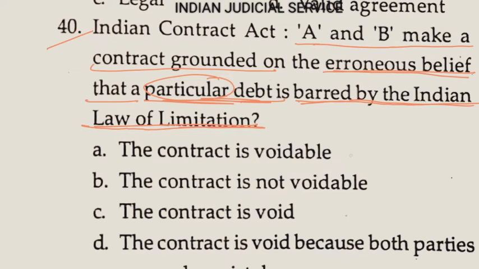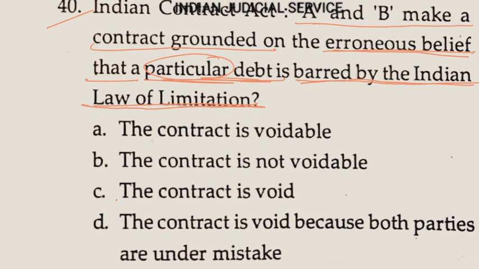So this agreement is a valid agreement. So answer here: option A, contract is voidable. Option B, contract is not voidable. And option C, contract is void.